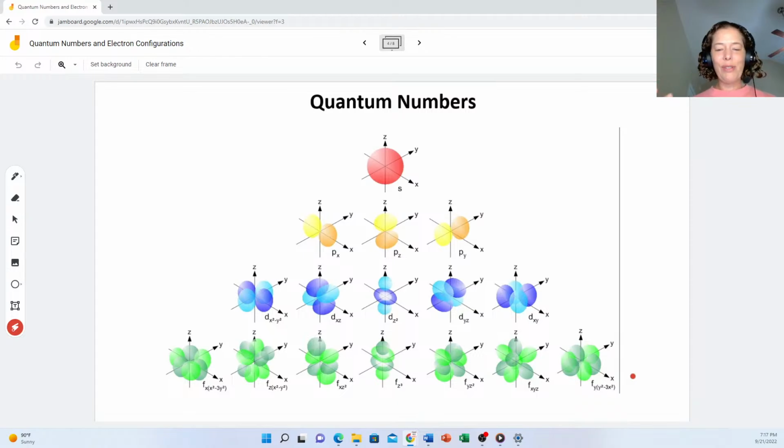But the f's, I think, really tend to look like flowers to me. They've got a lot of lobes. We have one that kind of looks like the d sub z squared. This is f sub z cubed. Sorry, that z cubed is really, really tiny. But again, you can see how they all have different orientations in space.